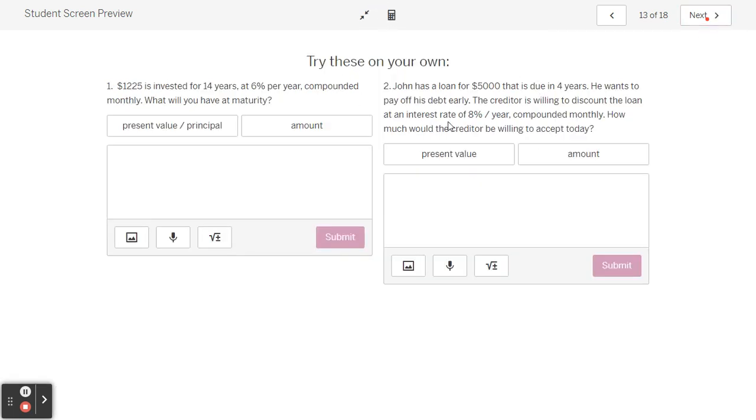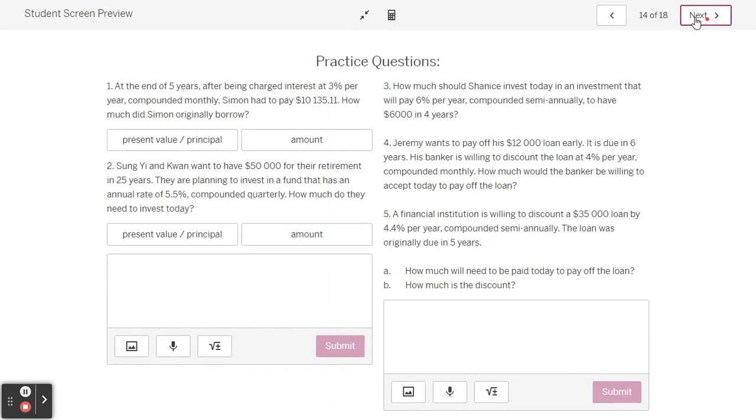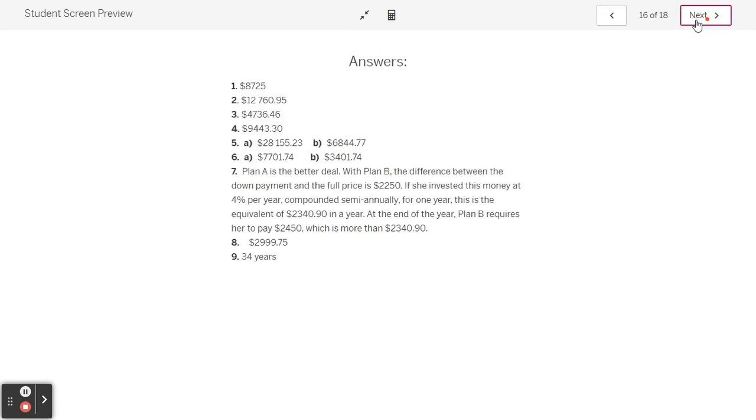Great. Try these two questions on your own. And then there are 2 pages of practice questions and answers on the last slide.